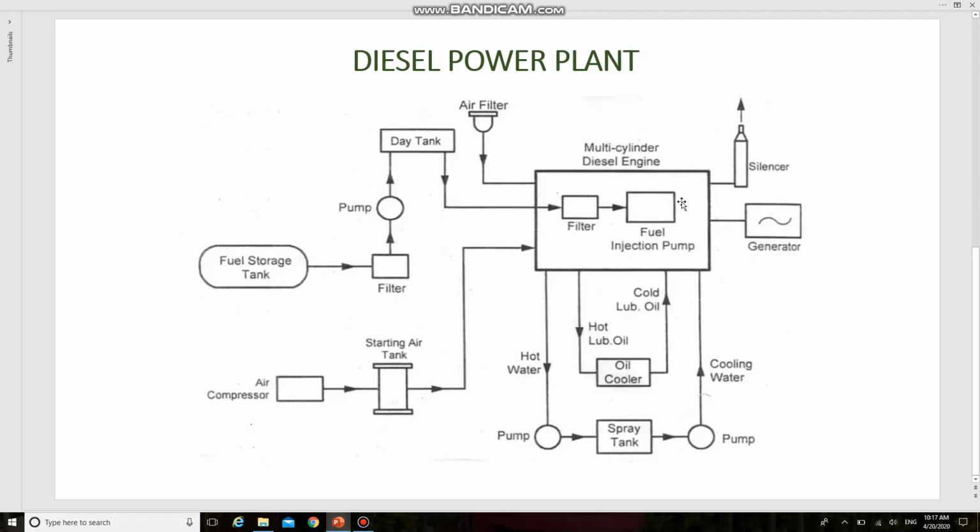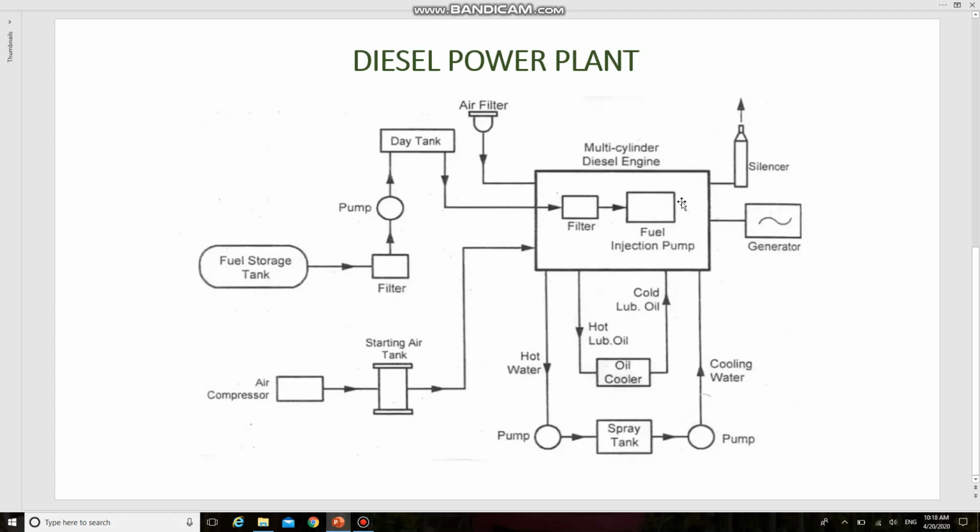Okay, next one is engine starting system. Diesel engine used in diesel power plant is not self-starting. Engine starting system includes air compressor and the starting air tank. This is used to start the engine in cold conditions by supplying the air. So here we are not discussing self-starting. It is purely about cold starting.